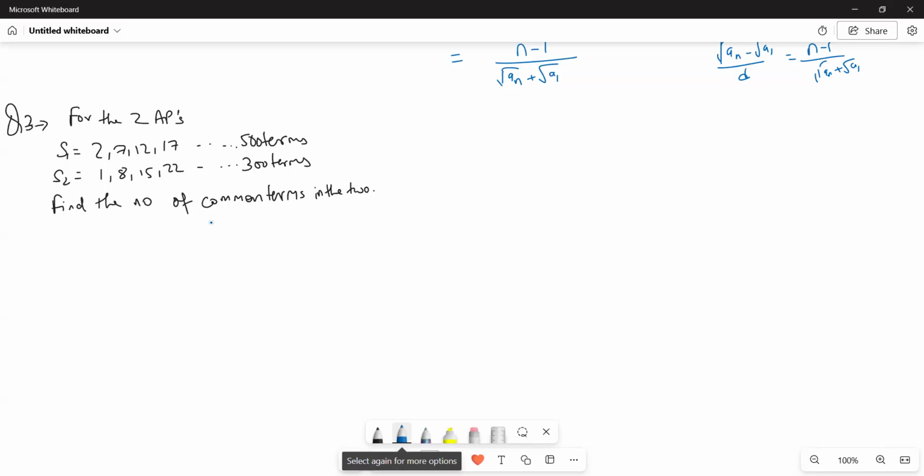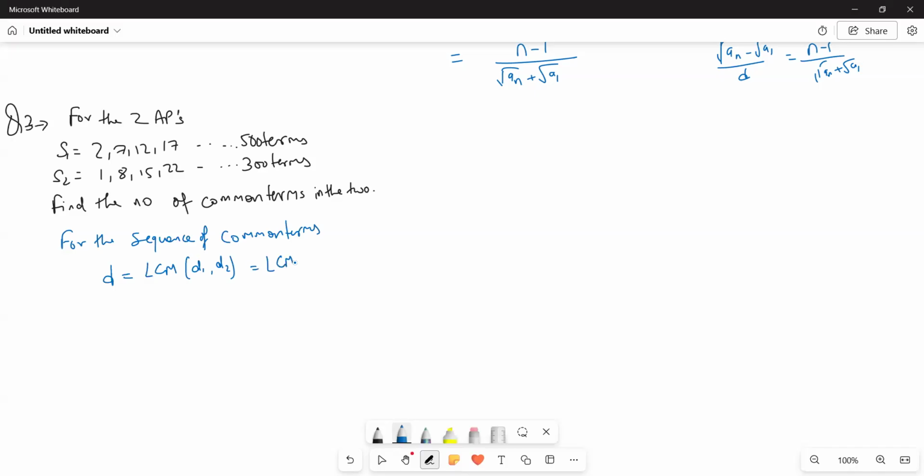What was the property related to common terms in two APs? For the sequence of the common terms, how do we get the common difference? Is it the LCM of D1 and D2? So which over here would be what? LCM of 5 and 7, 35.